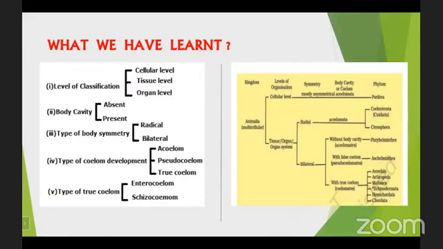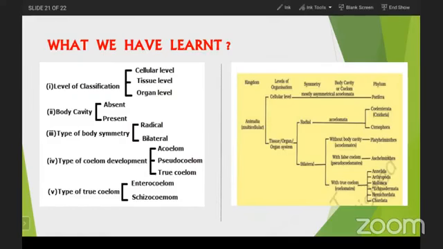Now let us come to what we have discussed today. The level of organization was the previous day's class. Body cavity, whether it is present or absent, is today's topic. And types of symmetry, radial and bilateral. And coelom: acoelomate, pseudocoelom meaning false coelom, and true coelom. Again the true coelom: enterocoelom and schizocoelom. So these are the points we have discussed today. Let me go to the assignment work.